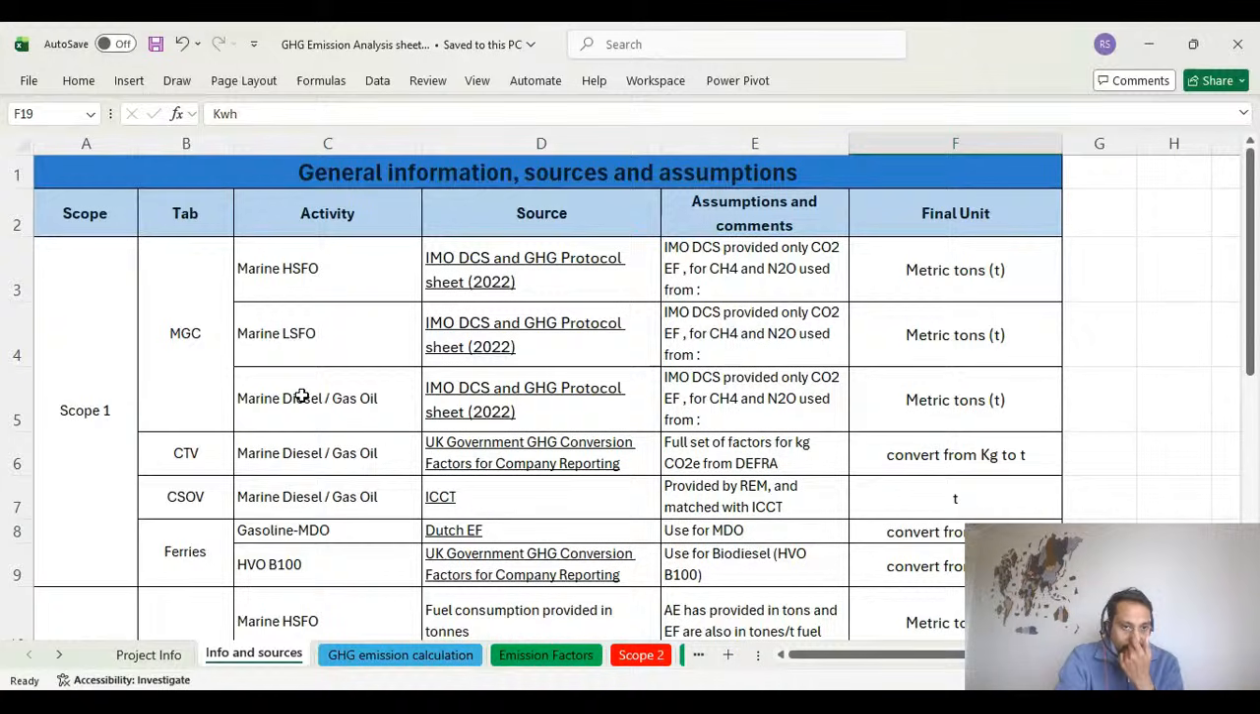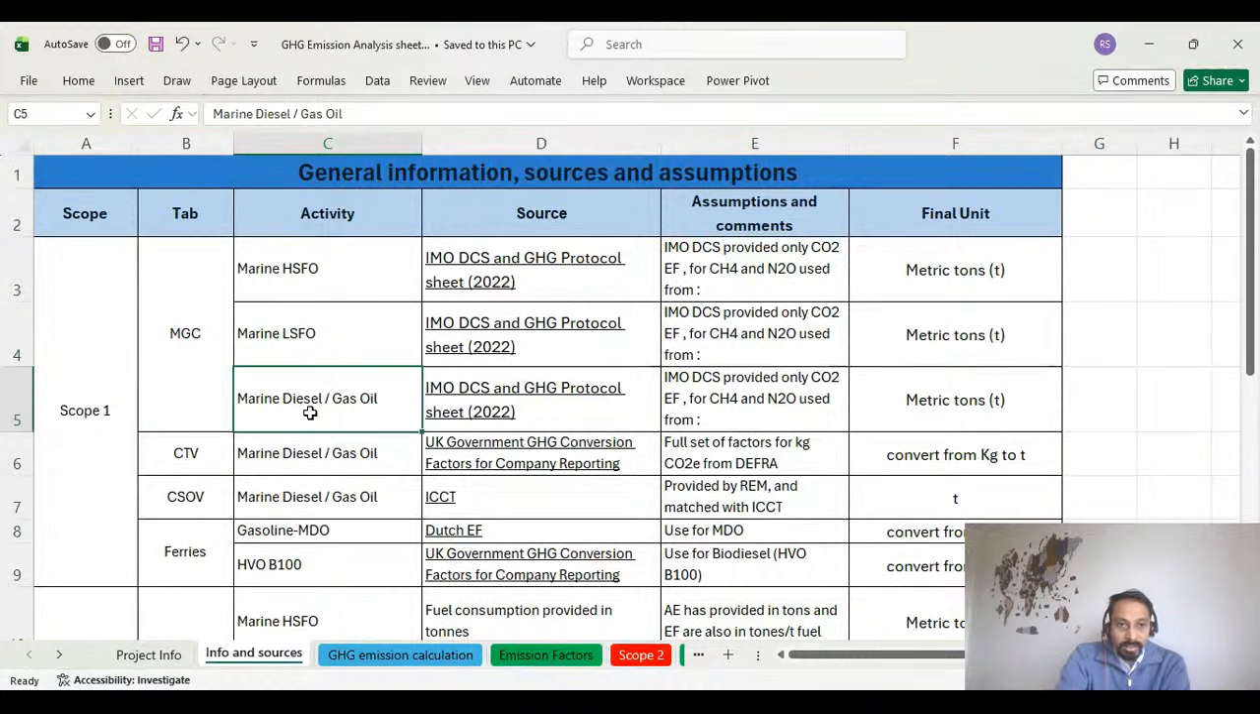Here we are taking the example of Scope 1. As I mentioned, it's a ship vessel based company, and the vessel types are MGC, CTV, CSOV, and ferries: the medium gas carrier, the crew transfer vessel, the crew service operation vessel, and the ferries. If you search various types of ships, containers, gas carriers, and others are there. The activity will definitely be transportation, and we need the fuels they are using for each vessel. The medium gas carrier is utilizing marine HSFO, LSFO, or diesel gas oil.